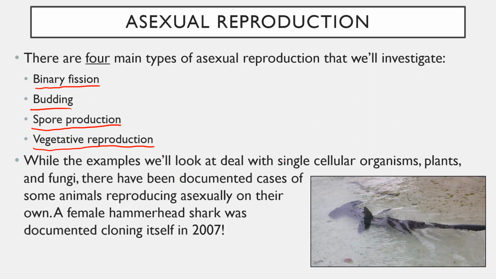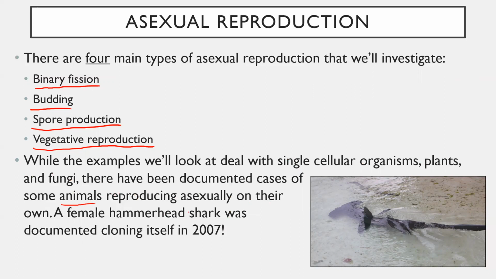Now, while the examples we'll look at deal with single cellular organisms, plants, and fungi, there have been documented cases of some animals reproducing asexually on their own as well. This is pretty rare when it comes to animals. There's very few examples, but some of these examples surprise even me.